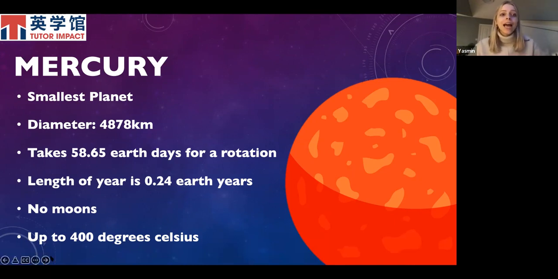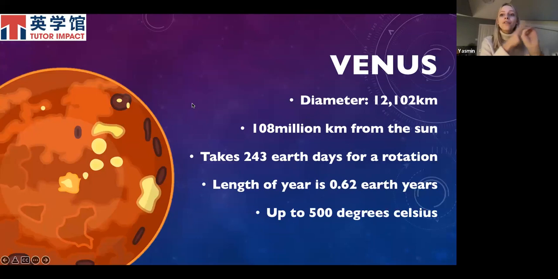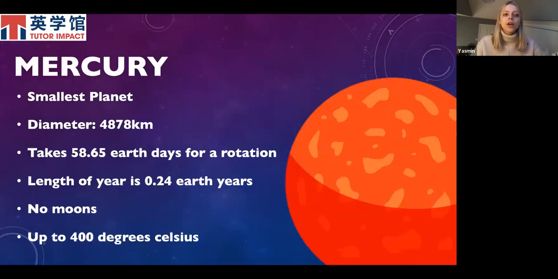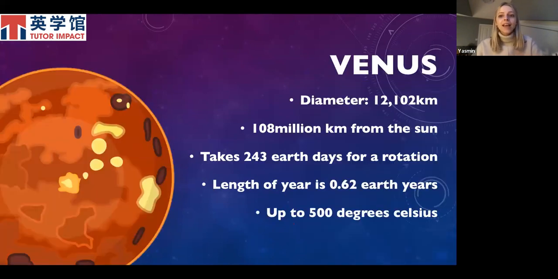We're now going to look at similar facts for each of the planets. So the next planet, so we have Venus. So Venus is bigger than Mercury, as you can see. The diameter is 12,102 kilometers. So Mercury was 4,878 and Venus is about 3 times the size of Mercury, so a lot bigger.